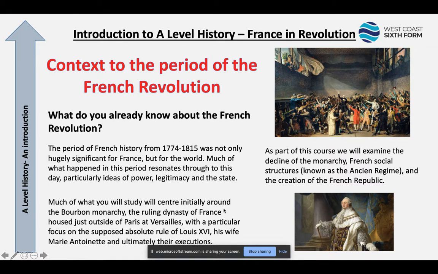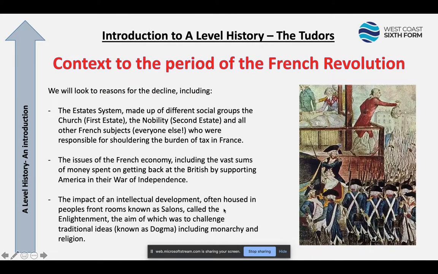France, housed just outside of Paris at the Palace of Versailles, which some of you may be familiar with for another reason. And with a particular focus, we're going to look at the rule, or the supposed absolute rule, of Louis XVI, and look at his wife, Marie Antoinette, and ultimately look at their executions. As part of the course, we're going to examine the decline of the monarchy, the decline of the French social structure that had existed for nearly 1,000 years before, which was known as the Ancien Regime. And we'll look at the creation of the French Republic, a period of time without a monarchy.